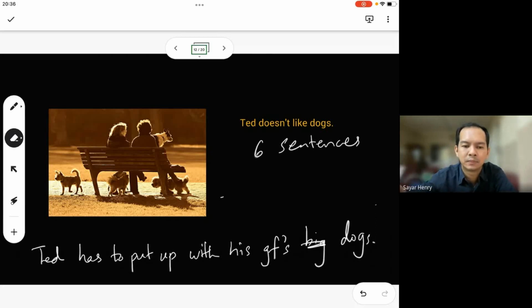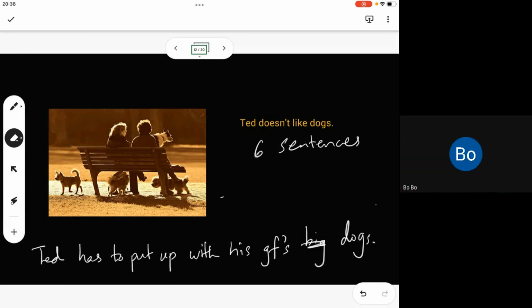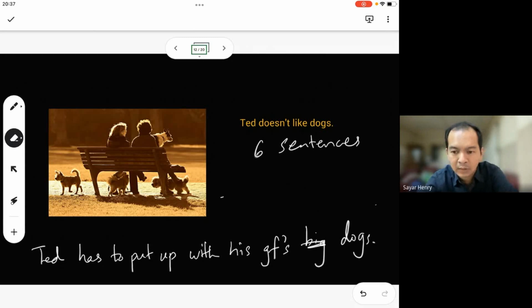Ted doesn't like dogs. He's scared of dogs because he was bitten by a dog when he was young. Ted's girlfriend brings her dog when they date, and Ted always wants to be happy with his girlfriend. So he tried to become familiar with dogs.